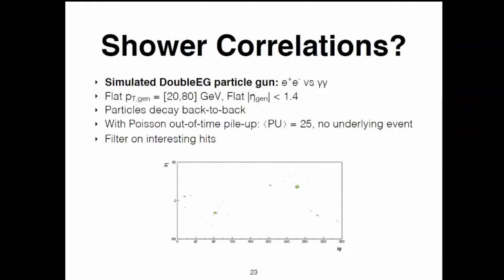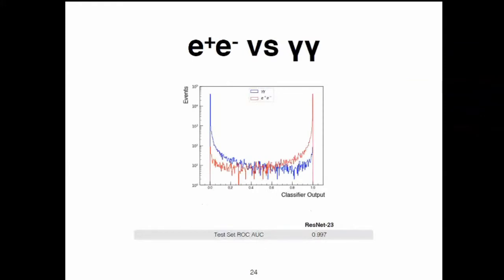Where things really get interesting is when you have more than two objects in the image. So now I'm looking at an E plus and E minus versus two photons. I'm also using a range of PT values, still shooting in the barrel, and now these particles decay back to back. I also throw in some pileup here to make things interesting. You can see a typical image here. Now suddenly, once we do this, the score drastically gets a boost. We're up at 0.997 all of a sudden, once there's two objects in the picture.